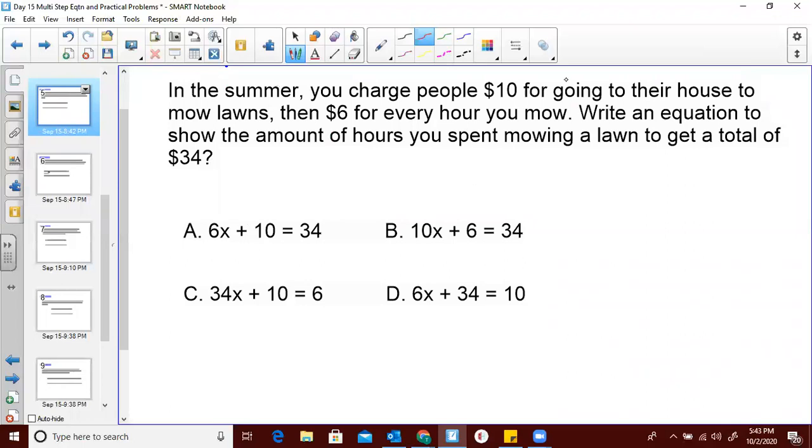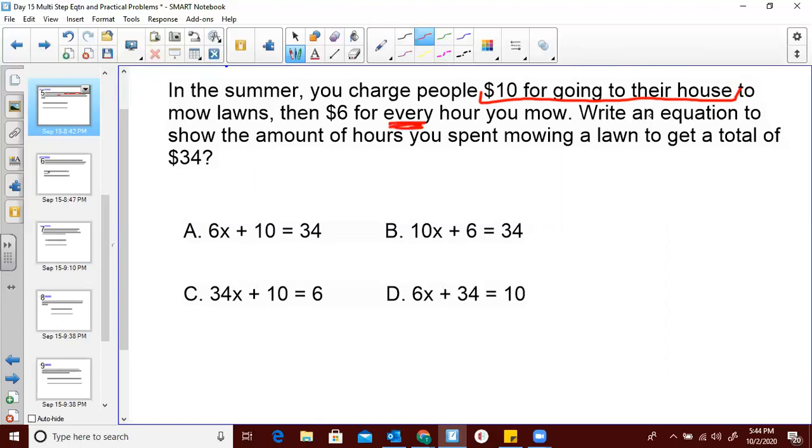In the summer, you charge people $10 for going to their house to mow lawns, then $6 for every hour you mow. Write an equation to show the amount of hours you spent mowing a lawn to get a total of $34. So important pieces on this question. You charge people $10 for just going to their house. Again, like, yeah, I'll mow your grass, but it's $10 just for me to look at it. Then you get $6 for every hour you mow.